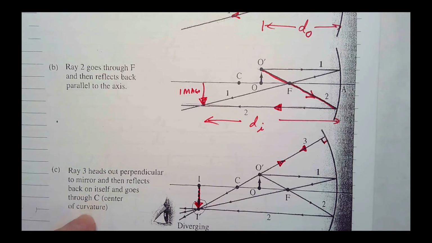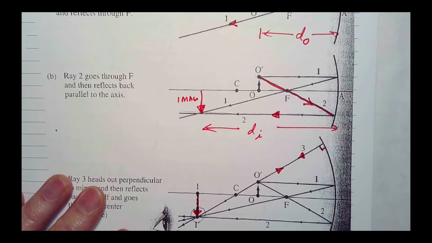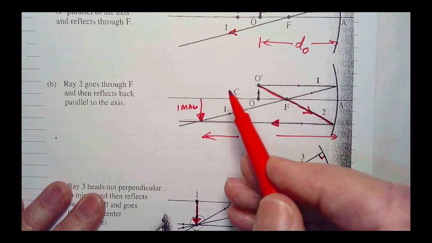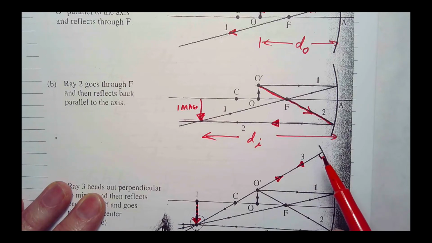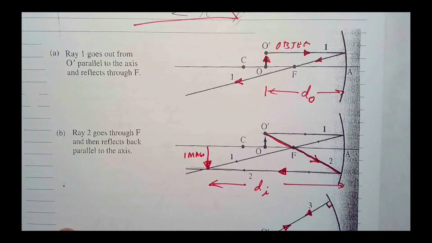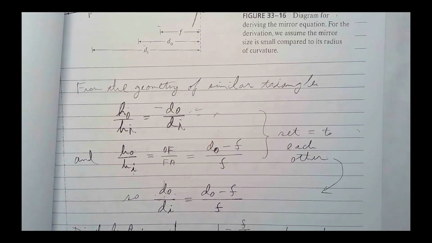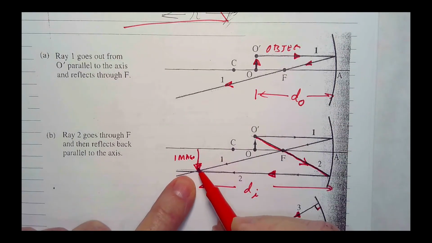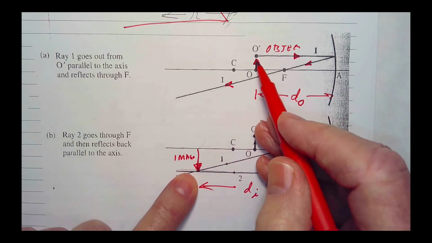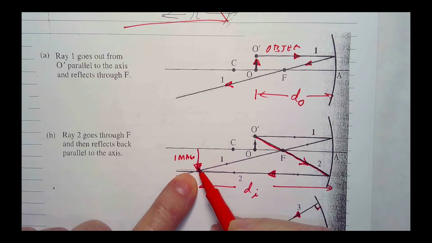Now, there are three ways we're going to define the nature of this image. Whether it's upright or inverted, its magnification, whether it's bigger or smaller than the object, and whether it's a real or virtual image. What are those three properties here?